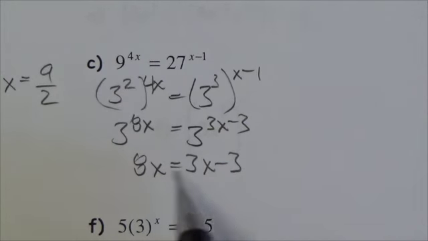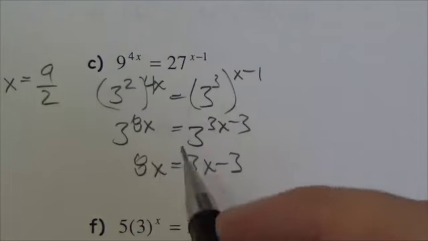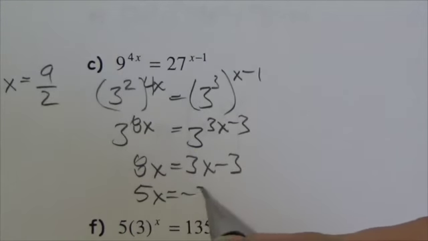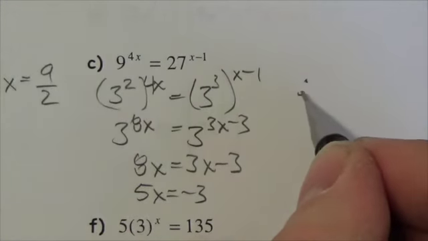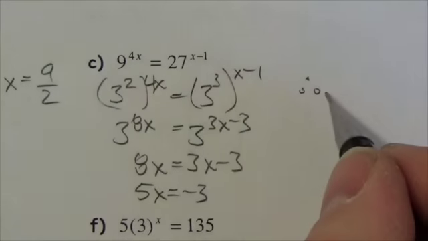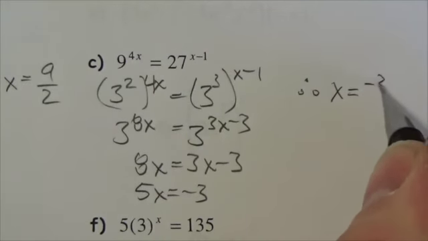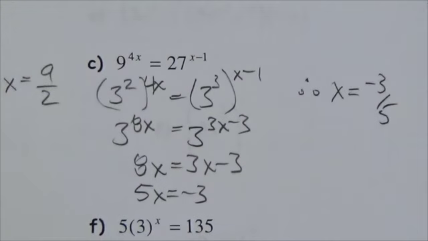Now, I want to bring these x's over to the side where the x is going to be positive, so I'm going to bring the 3x over, subtract it from both sides to get 5x is equal to negative 3. And therefore, when I divide, I will get that x is equal to negative 3/5.